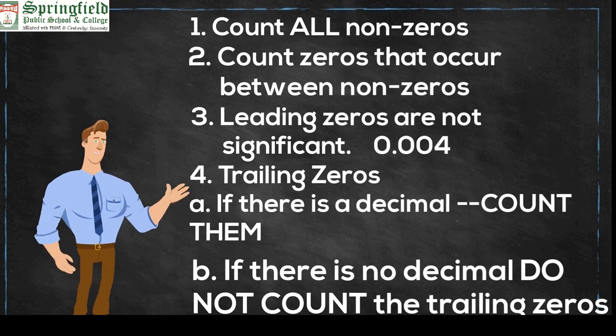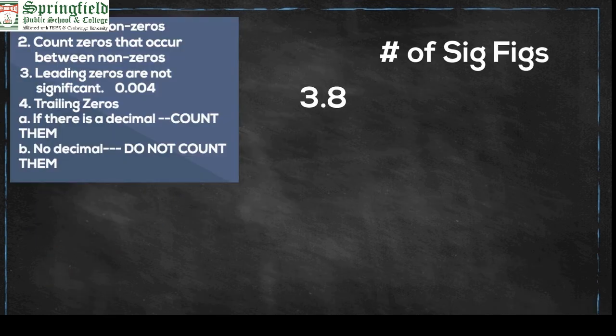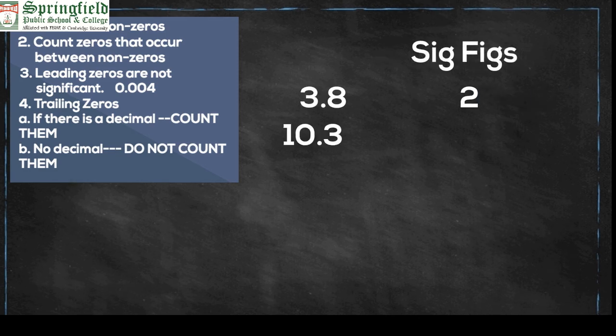Okay, so now let's look at a couple of examples and apply the rules. Up first is 3.8. This one is fairly straightforward. You have 2 non-zeros, so it would be 2 significant figures. Next, 10.3. Okay, what do we do with the 0? Remember, if it's between non-zeros, the 1 and the 3, then you count it. It is 3.